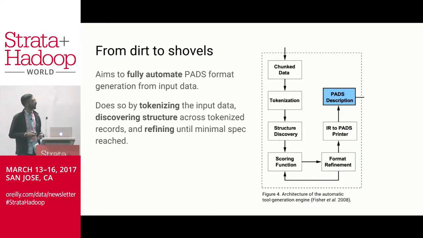The key work that we try to build on is a paper they released called From Dirt to Shovels. So basically, they want to take unstructured data and generate the full PADS specification from it automatically, without any user input. So they take this unstructured data, they tokenize it, they attempt to discover some sort of structure within it, and then they refine this structure until they get to some minimal specification that they can use to process further data of the same type. And this is very similar to what we want to do.